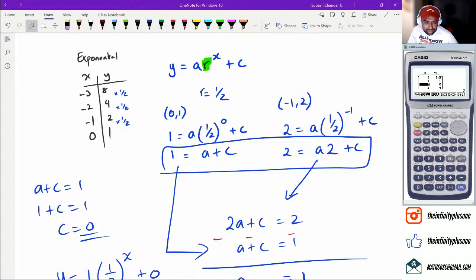How do you reset to degrees? Just click on menu, go into run menu, just your normal run menu, click on shift setup and go down to angle and then click on F1 to change it to degrees. All right, so just shift setup, go down to angle and then change it to degrees.